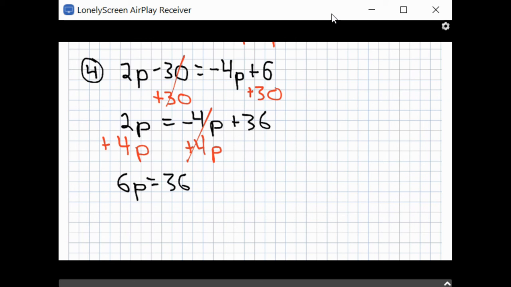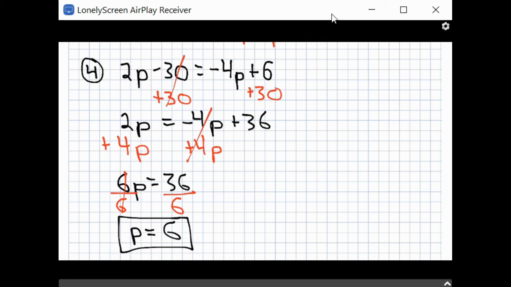And the opposite of multiplying by 6 is dividing by 6. So let's divide both sides by 6, because 6 divided by 6 is just 1p. So now we can see that p is equal to 6. All right, so there's your typical algebra. We could box that. That's our final answer.